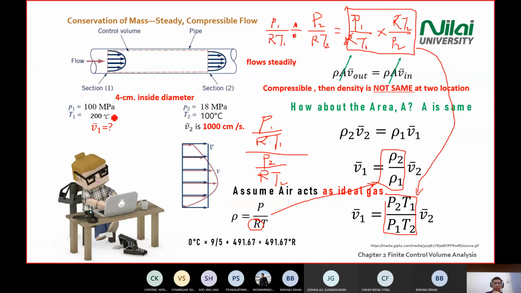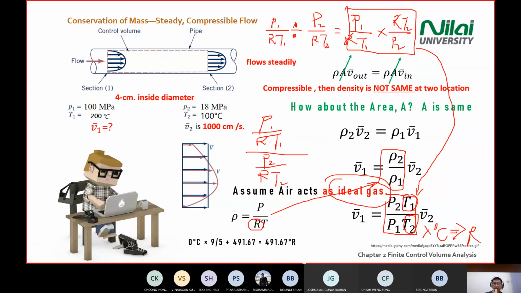Only need to remember to change your temperature into Rankine. Okay, remember to change this T1 and T2, it is not Celsius. It should be changed to Rankine because you are using the ideal gas equation. And Rankine, not Rankine, this R form, this R is a gas constant. R form is in the Rankine unit. So you need to change everything in the correct unit.